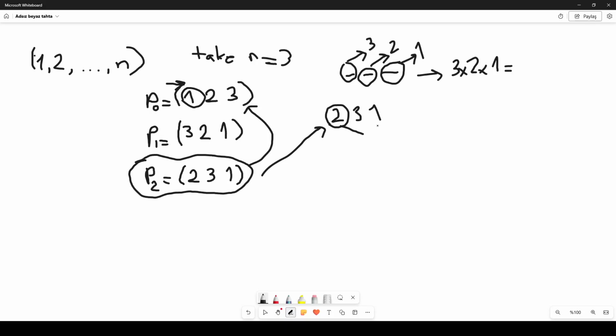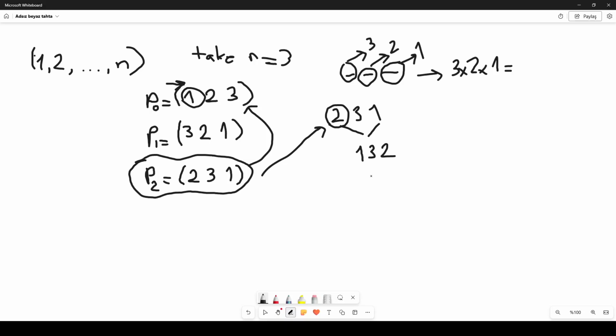So I can perform a swap operation here. I can interchange the first and third position. So what do I have in this case? Now I have 1, 3, and 2. That's good. I get closer to the destination.